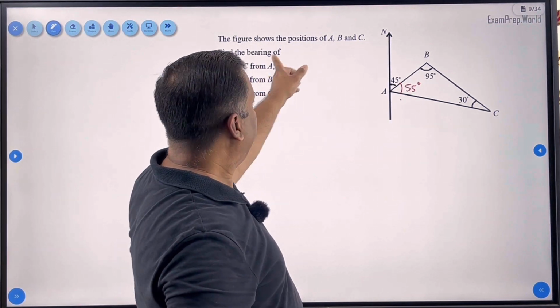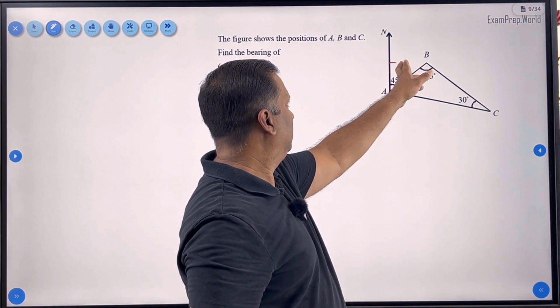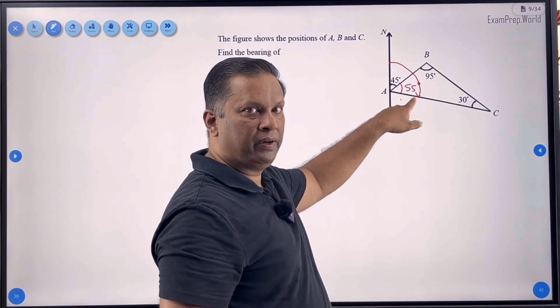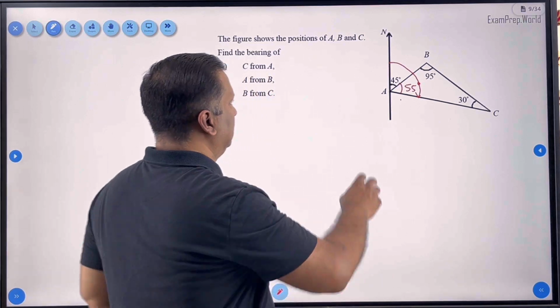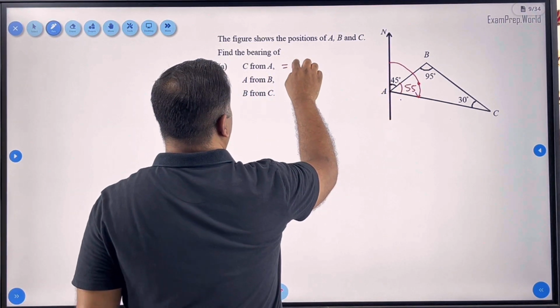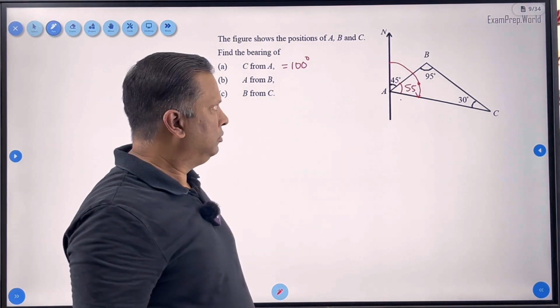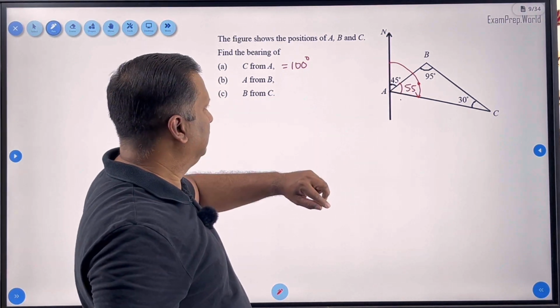So C from A. How much is this angle? 45 plus 55 is 100 degrees bearing. Okay, understood? Now, A from B.